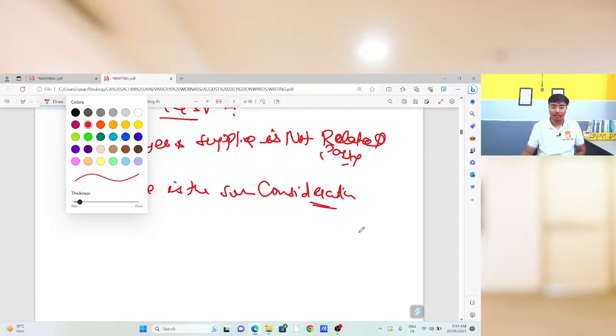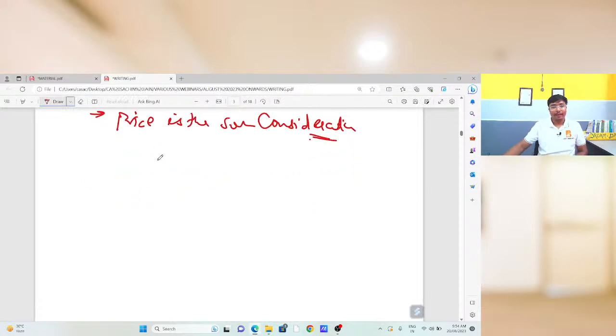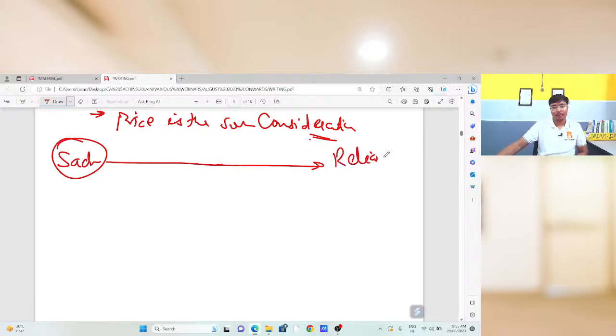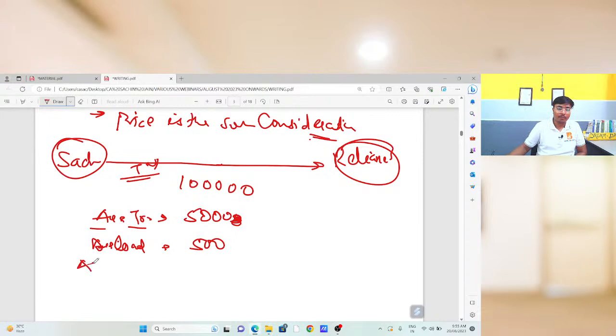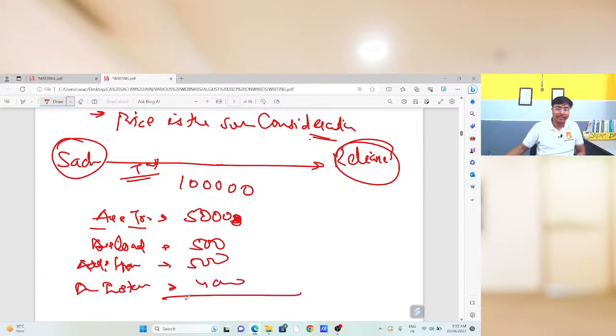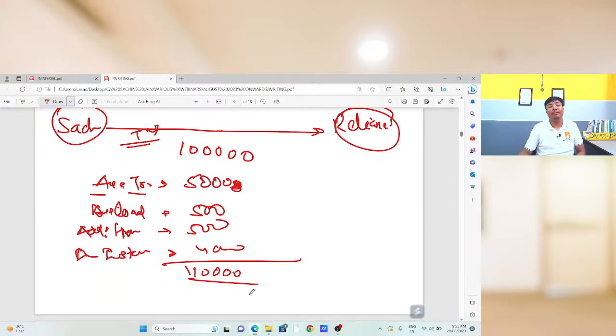Okay, now suppose Reliance is saying the price of TV is 1 lakh rupees, and we are going to charge transportation charges of 5,000 rupees. Also there are charges regarding loading and unloading, suppose 500 rupees. Also there are charges for handling, 500 rupees. Also there are charges for installation, suppose 4000. In that case the total value will be 1,10,000 rupees.